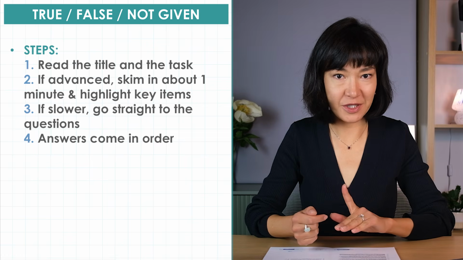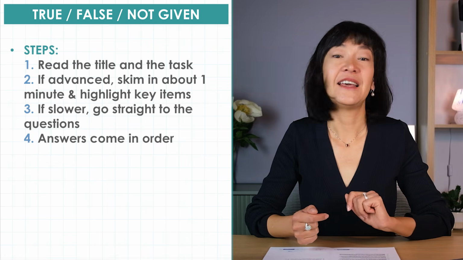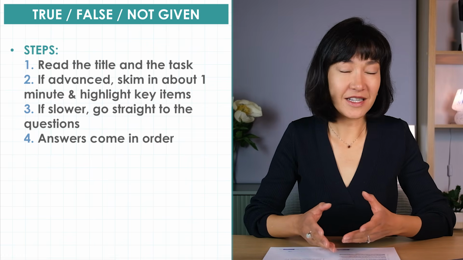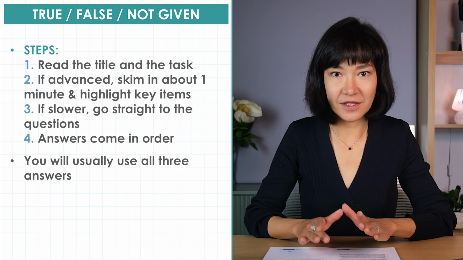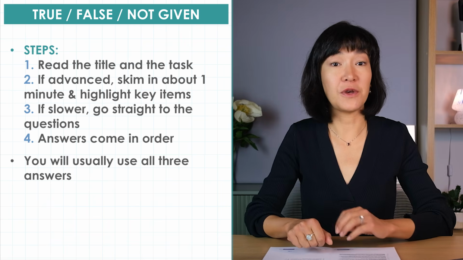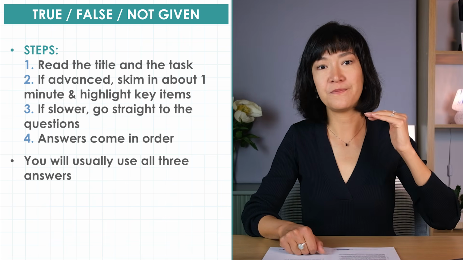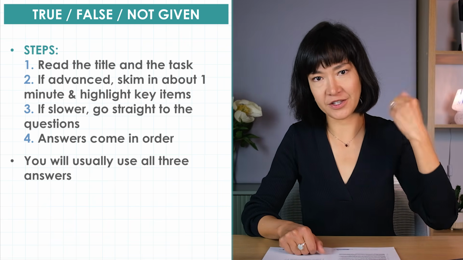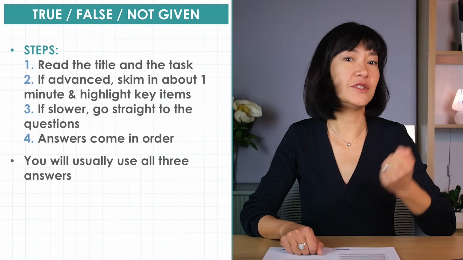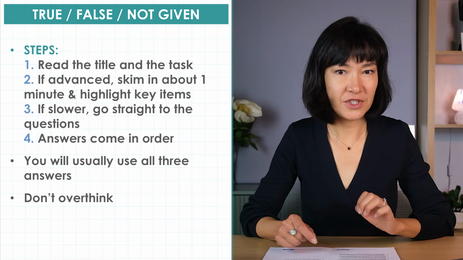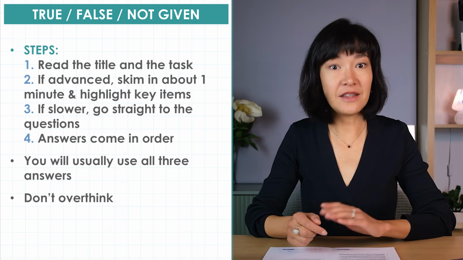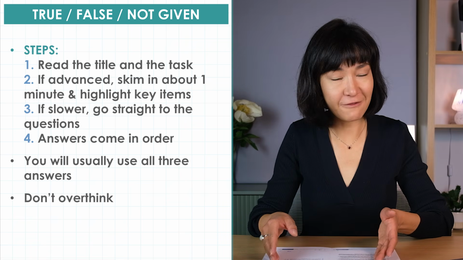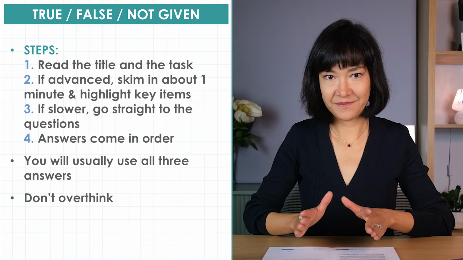And two quick tips before you try it. First of all, test writers almost always use all three options at least once. So if you end up with 5 truths in a row, that's a red flag. Go back and check. And don't overthink it. Don't look for tiny differences. Just read the text and the statement carefully and answer.